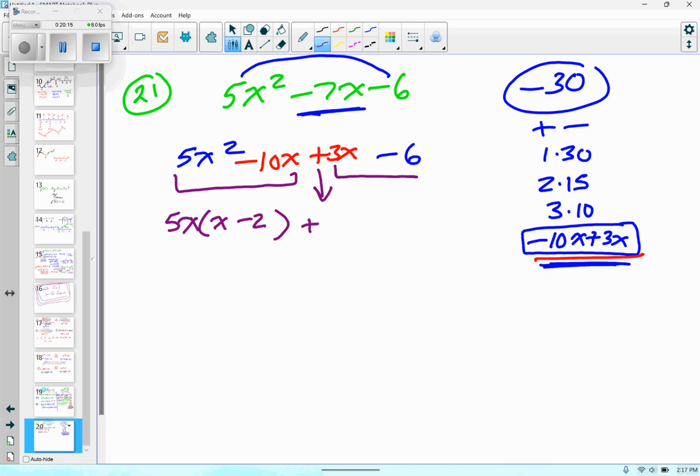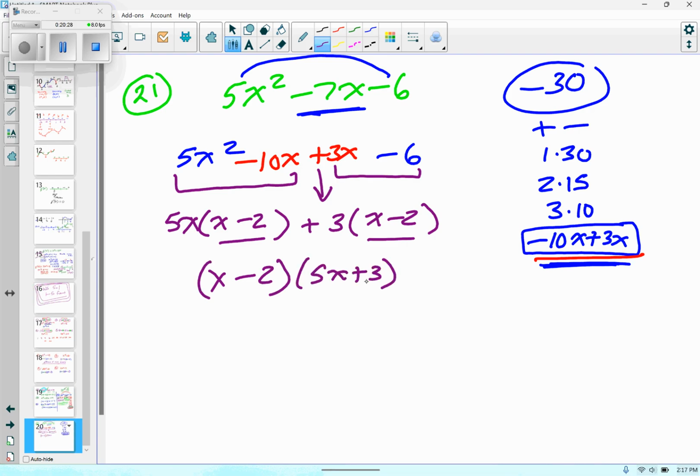What do I have in common between 3x and 6? What do I have left? 2. There it goes. Those the same? This week they are. Done.